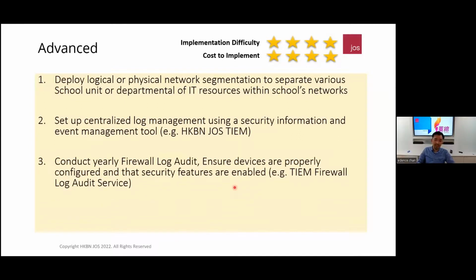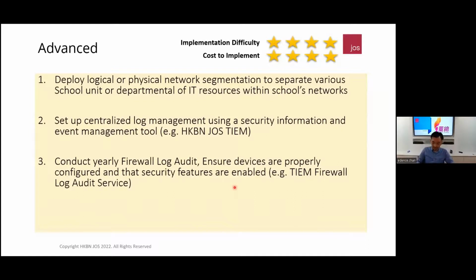Okay, number 3. We should always do a yearly audit of what is currently happening on the firewall. So this allows us to check the current settings in the configuration. Are we still relevant? Is there any weakness already known to the market that we can actually improve?